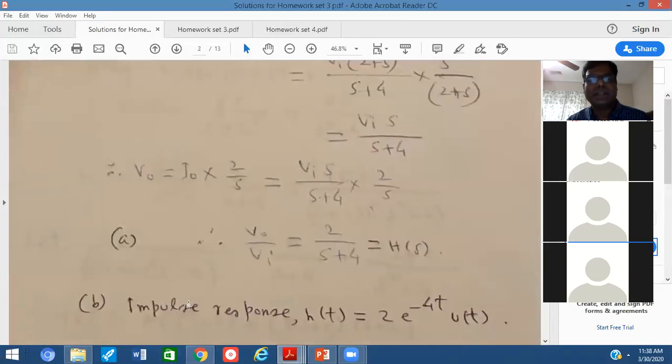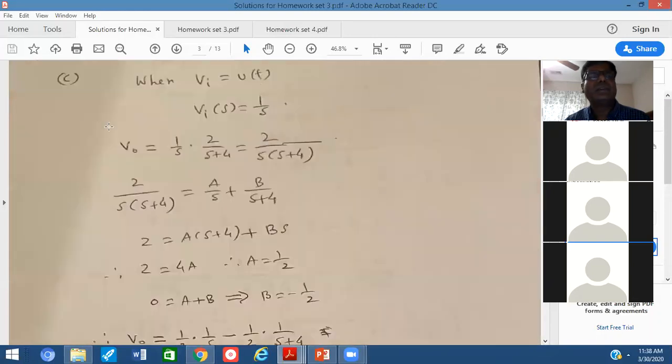was to find out the impulse response h(t). So therefore this is H(s). From there you can easily get these two: 1 over S plus 4, e to the power minus 4t u(t). So this is fine. And now for C, it was when Vi equals u(t).